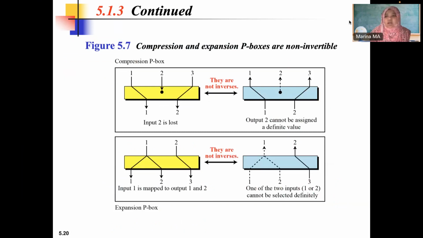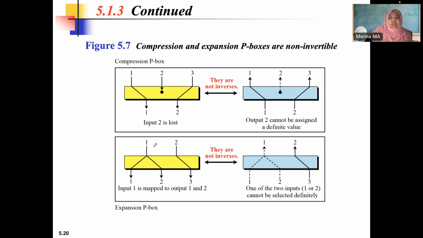So compression and expansion, there's no invert. They are non-invertible. Because when you compress, you lose 2 inputs. So when you try to get back, the inverse, you don't know where these 2 come from. The output cannot be assigned a definite value because you only have 2 in the ciphertext. How can you get back 3 in plain text? You don't know.